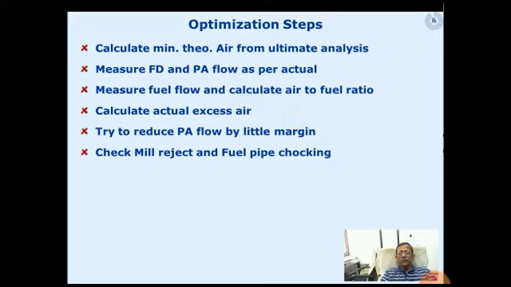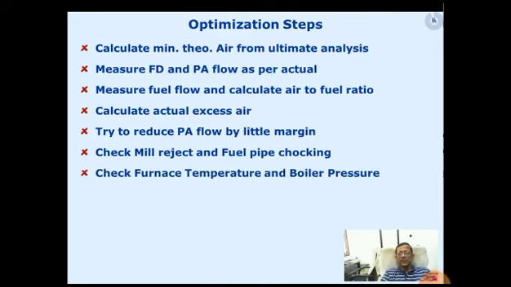Suddenly the fuel pipe is not going to choke like that. What is going to happen? It is going to start reducing the fuel flow to the furnace first, and that is going to result in the reduction in the furnace temperature and pressure as well as the steam pressure. So we keep a monitor on the furnace temperature and the boiler pressure. The moment it happens, we stop reducing the PA, right? So these are the parameters we monitor, and we start reducing PA. But the point is, we are not optimizing the air here, we are optimizing the condition.